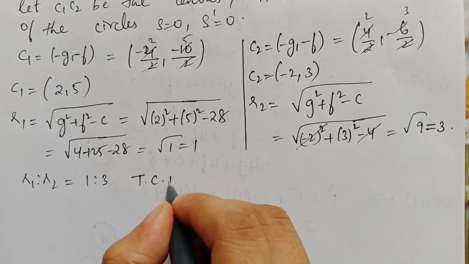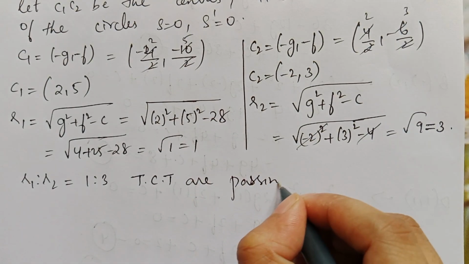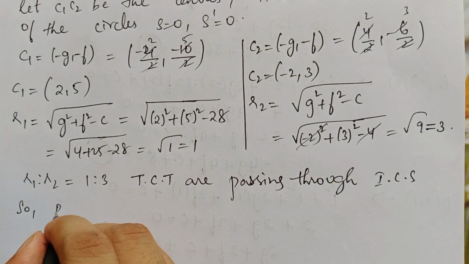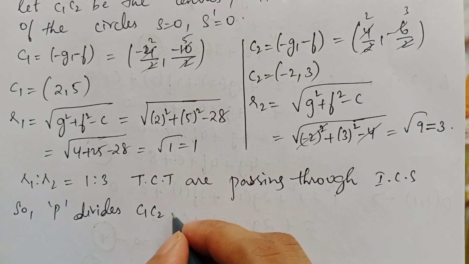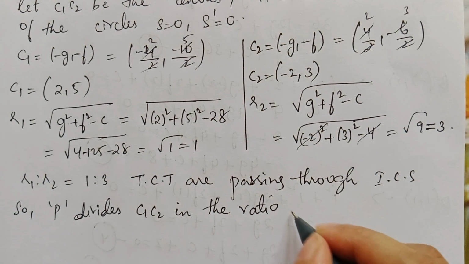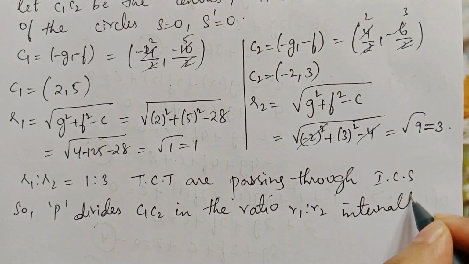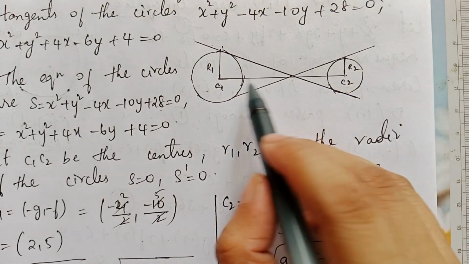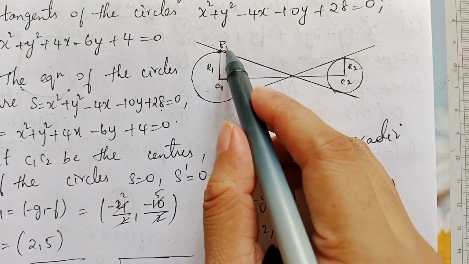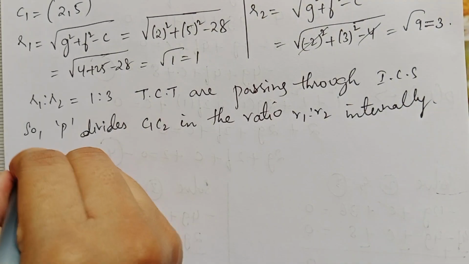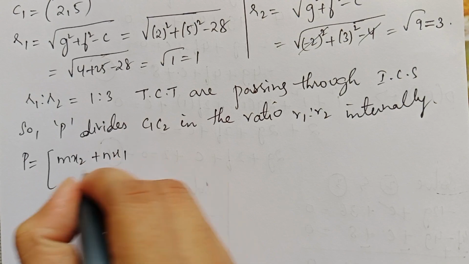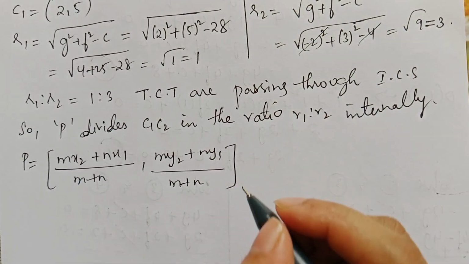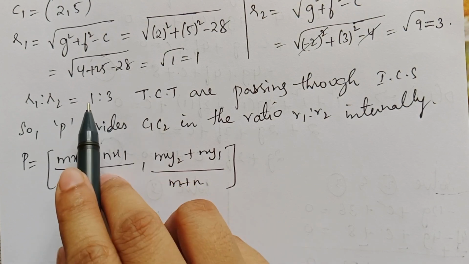So the transverse common tangents are passing through the ICS, internal center of similitude. So point P divides C1C2 in the ratio R1 is to R2 internally, right? From the diagram we can understand that C1C2 is divided internally. This is the point of contact, the common point of tangent and a center. So this can be written as P equals (mx2 plus nx1) by (m plus n), comma (my2 plus ny1) by (m plus n). Here C1, C2 are (x1, y1) and (x2, y2), and this is the value of m is to n.